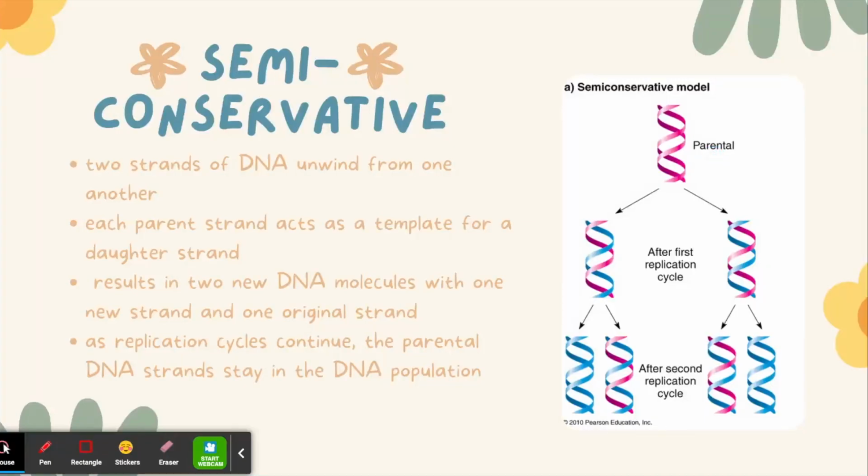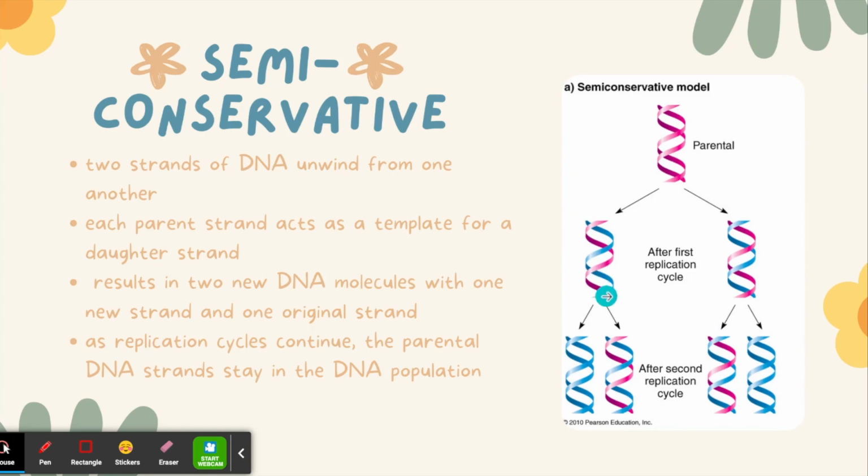Next up, we have the semi-conservative model. First, in the zero generation, two strands of DNA unwind from one another. Those two strands come from the parent, which are both represented by pink. Next, each parent strand acts as a template for the daughter strand. The daughter strand is represented by this blue one here, and the parental one, again, is pink. So this results in two new DNA molecules, each with one new strand and one original strand.